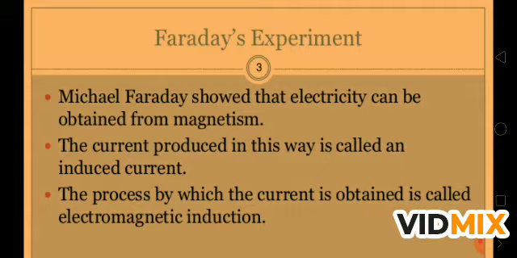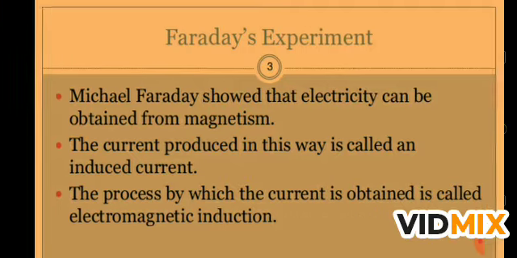There are two definitions here. What is induced current? The current produced with the help of a magnet, when the magnet is there and the metallic wire is there, and we change the magnetic field, and due to the change of magnetic field the current flows in the wire. This is known as induced current, and the process by which the current is obtained is called electromagnetic induction.